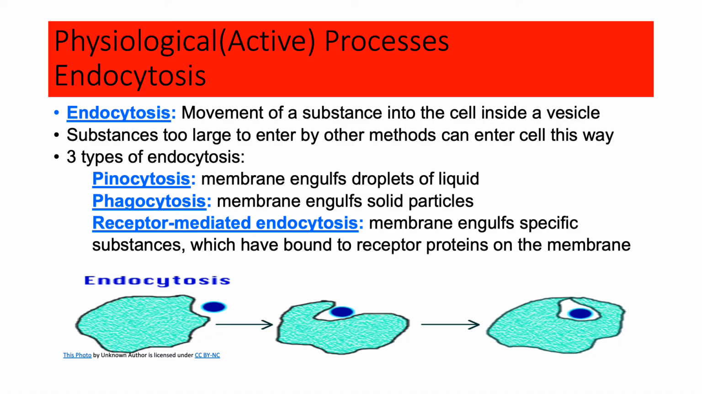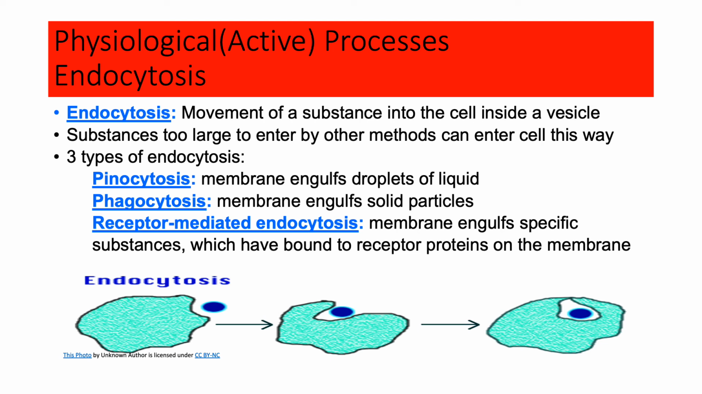Endocytosis is another type of active process. Endocytosis is the movement of substances into the cell inside a vesicle. So endo sounds like enter, right? Because the substances enter inside the cell. If the substance is too large to enter by any other methods, we can use this method to take it into the cell. There are 3 different types of endocytosis.